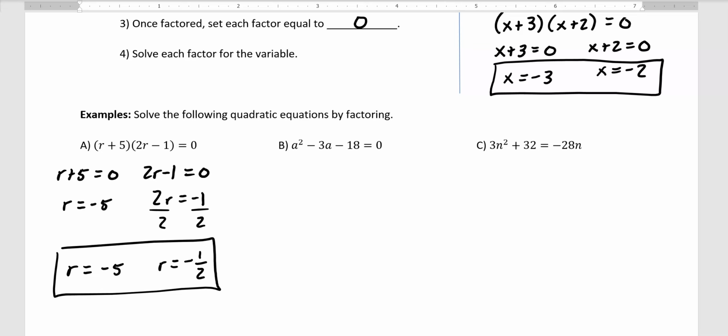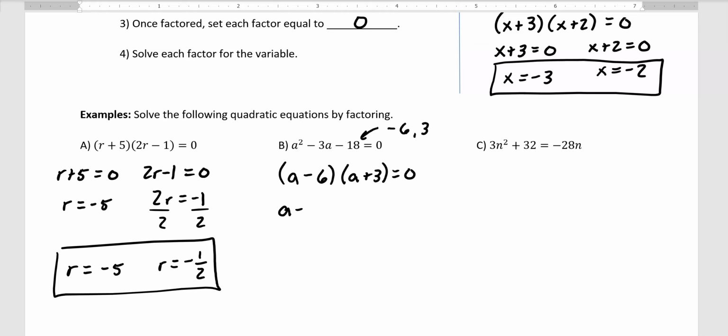All right, looking at letter B here, we have a quadratic. It's already set equal to 0, so all I need to do is factor it. Let's think here. This one's a little tougher to do off the cuff. So we have negative 18. I need two numbers that multiply to negative 18 and add to negative 3. That would be negative 6 and 3, right? Negative 6 times 3 will give me negative 18. Negative 6 plus 3 will give me negative 3. So that means my factors are a minus 6 and a plus 3.